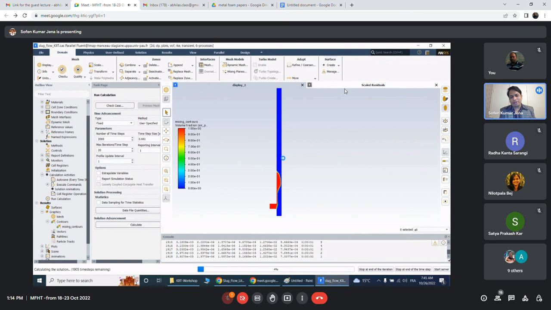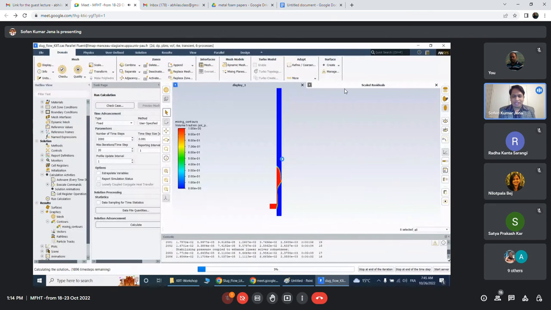You can run it on your own system and see it, because time doesn't permit us to stay here for long to see the simulation. So hopefully you will get an idea how to simulate this multiphase flow. Now you can see how the bubble is moving, how the transition is happening from the slug flow to churn flow. All these phenomena you can play with in Fluent and see.